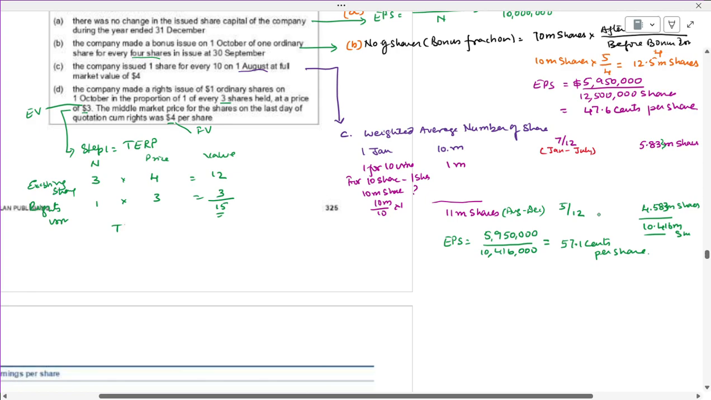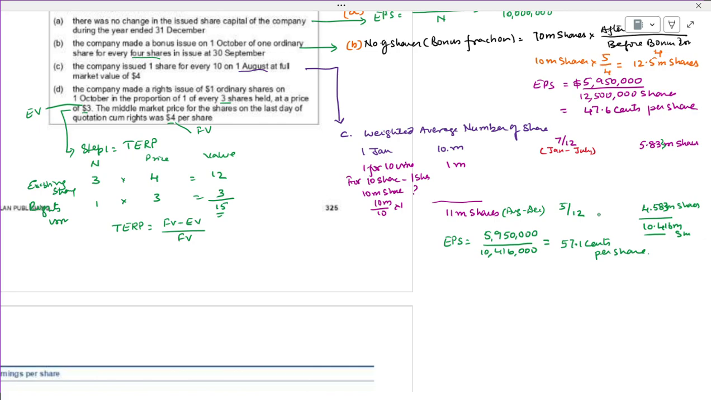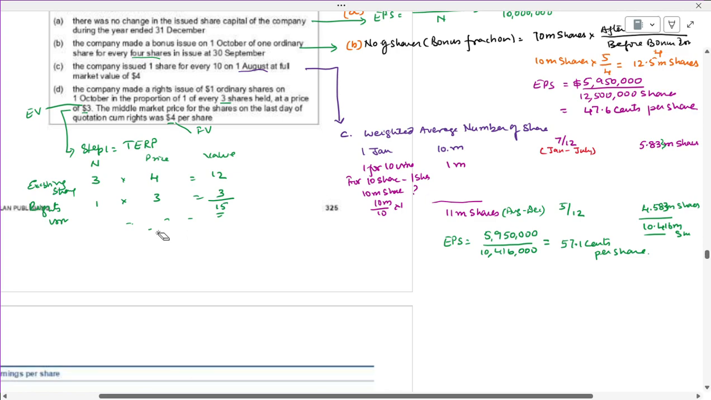Fine. Now, what is the theoretical ex-price? Theoretical ex-rights price, what is the formula for that? Fair value minus exercise value divided by fair value. Is it right? No, 1 minute. No. Value divided by number of shares. How much? Value divided by number of shares. Okay, 15 divided by 4. Yes, 15 divided by 4. How much will you get?